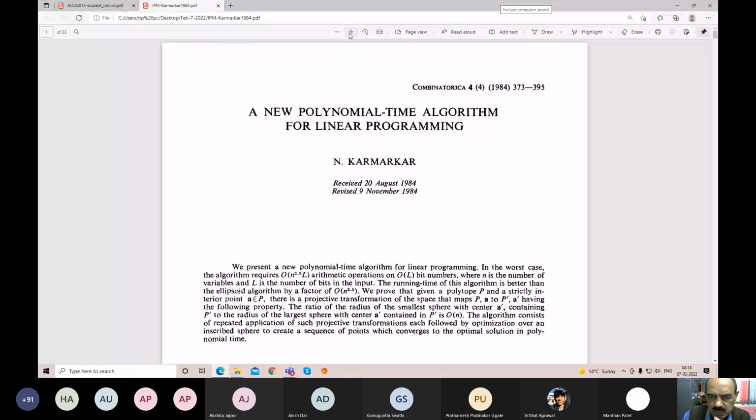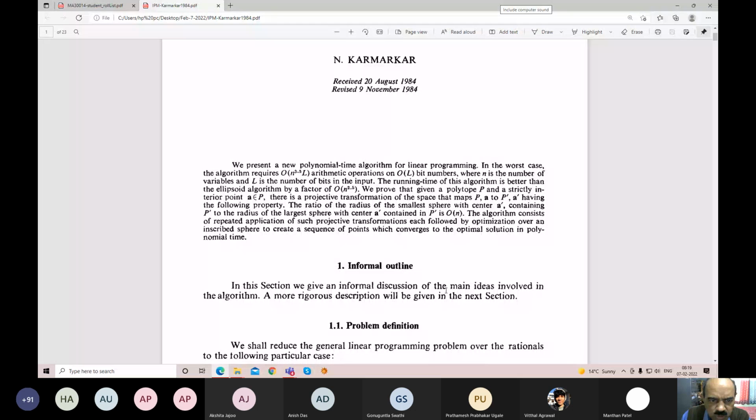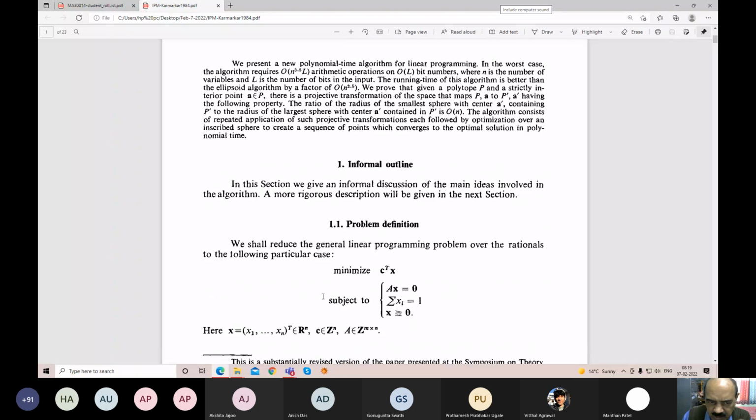Okay, there is the new polynomial time algorithm for linear programming problem. Why polynomial time algorithm? It is given in the very beginning: we present a new polynomial time algorithm for linear programming in the worst case. The computer science students understand very well what complexity, time algorithm, runtime, etc. are. Other people have to learn. Okay, I'm coming directly to the problem.